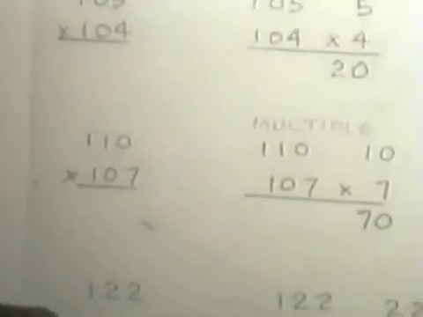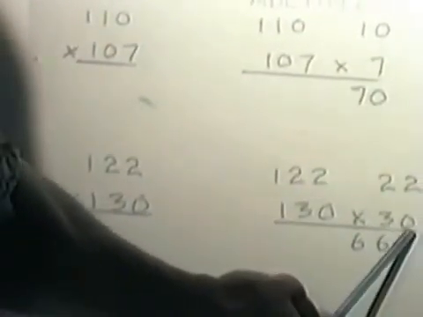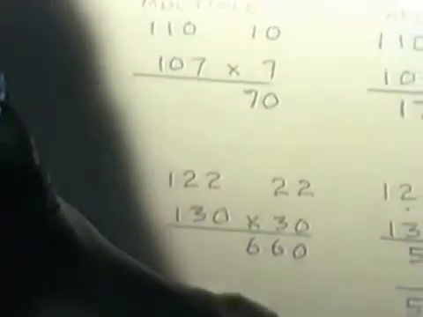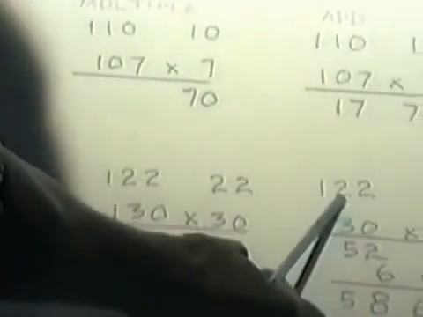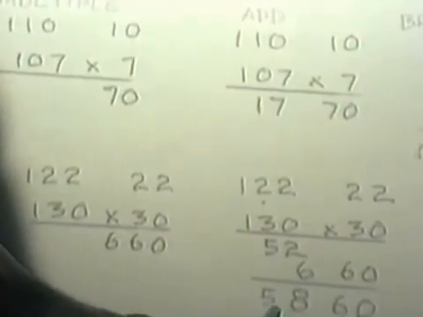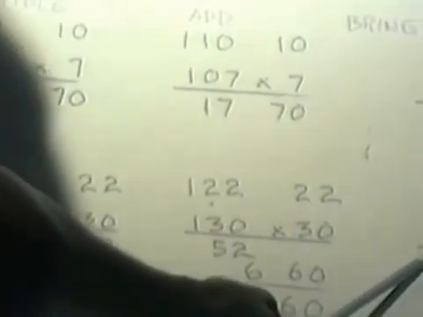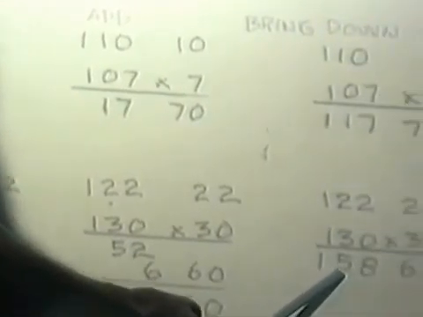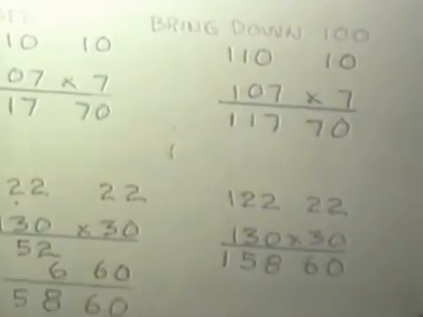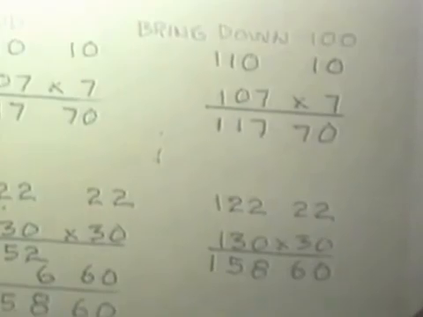Let's do 130 times 122. 30 and 22. Multiply 30 times 22 and we get 660. Then we add the 22 and 30 and get 52 and bring down the 660, which gives us 5,860. Then we bring down the 1 hundred, which gives us 158 and 60. So the answer is 15,860. That's complementary multiplication. Did both types for you before I give you some problems.